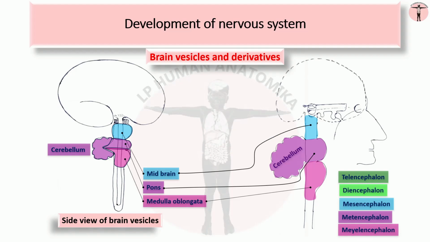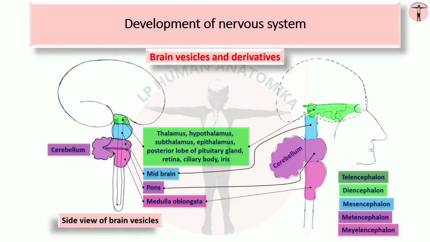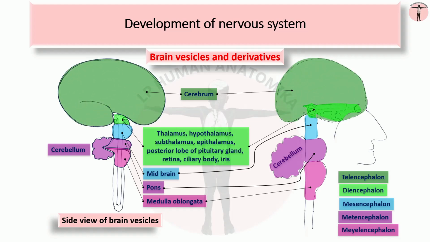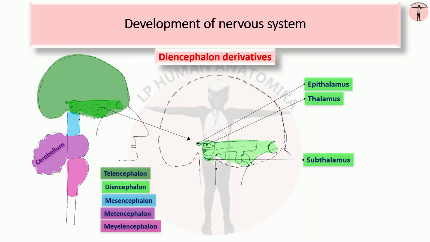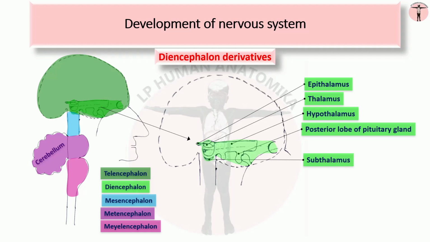In this slide, you can observe the diencephalon completely buried inside the developing telencephalon, that is cerebrum. In this slide, you can observe the diencephalon developing into different parts: epithalamus, thalamus, subthalamus, hypothalamus, posterior lobe of pituitary gland, and retina, ciliary body, and iris. Now these are the parts which are developing from the prosencephalon.